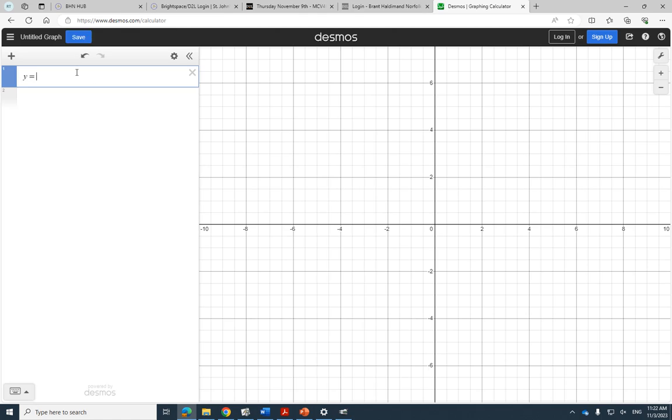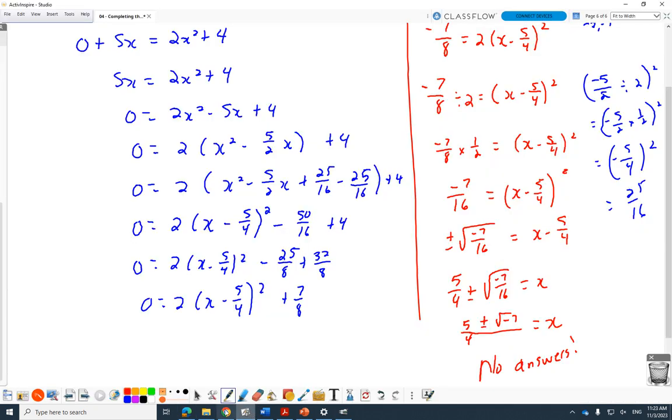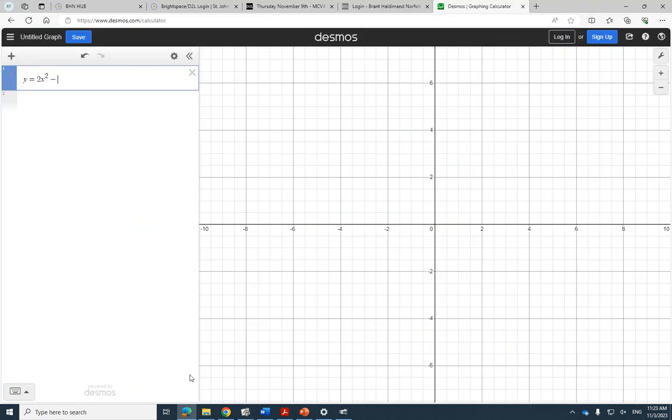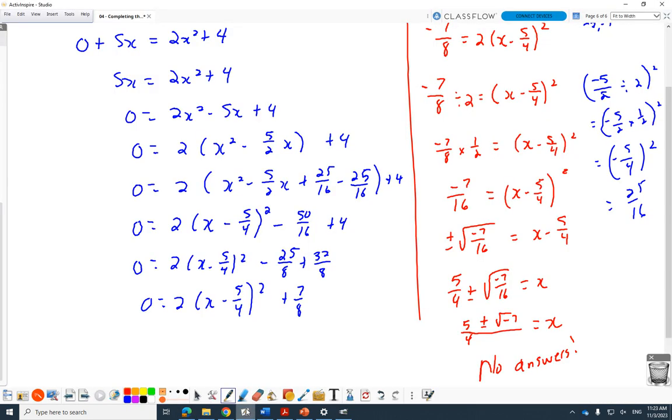Y equals 2x squared. I forget already what it was. Minus 5x plus 4. That's what I was working with. Do you see it? All that work to find out, oh, this doesn't have any zeros. No. If it's negative inside the square root, that just means, oh, no zeros.